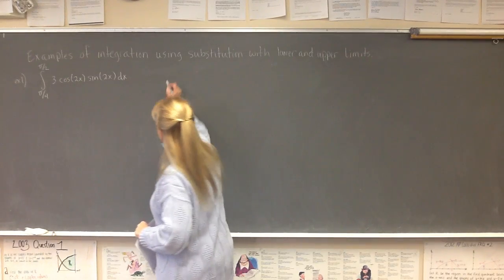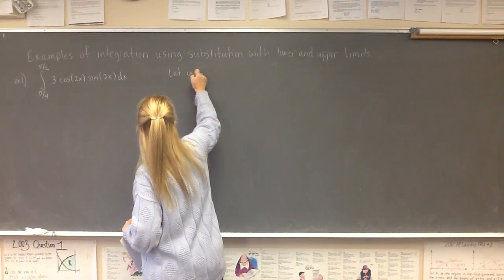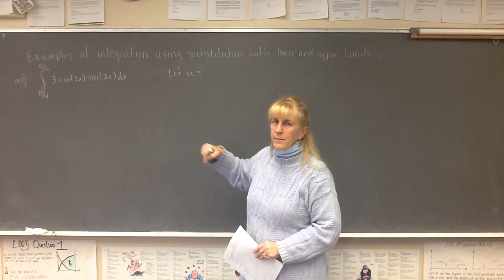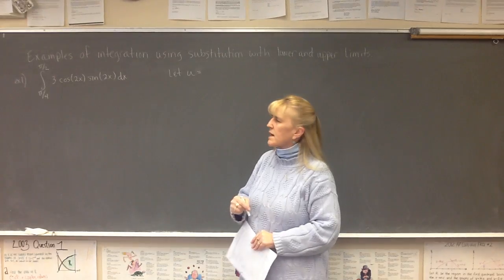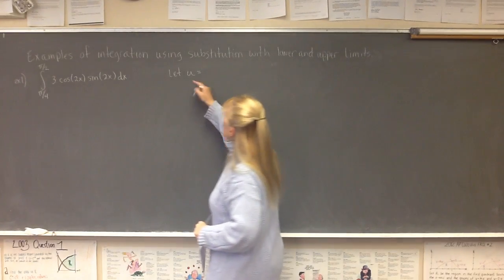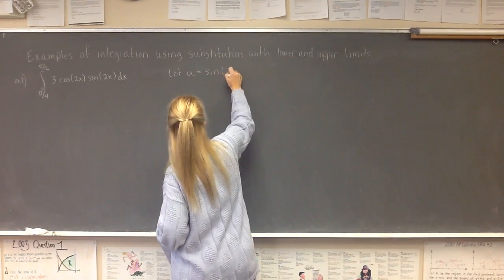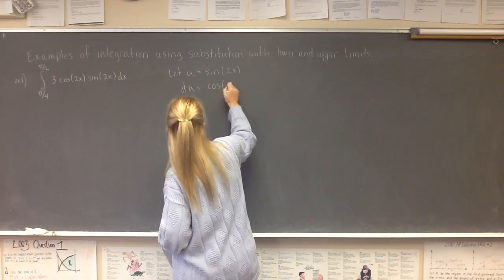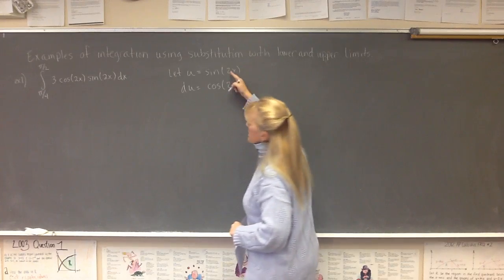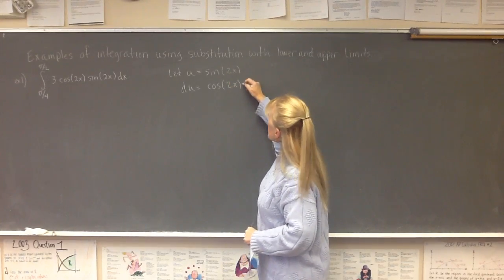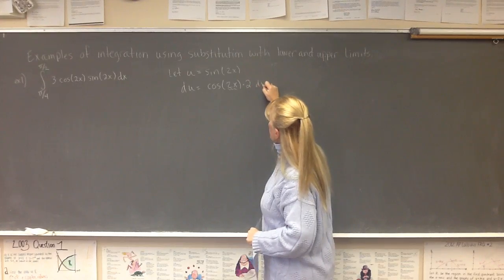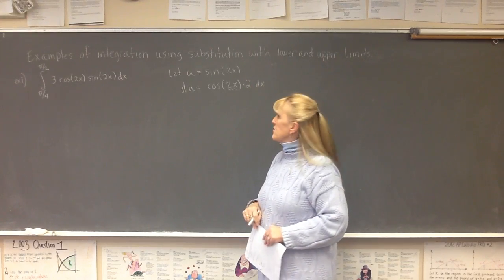So I'm choosing my u in such a way that when I take the derivative of my u, it ends up being positive, and I don't have to play with a negative sign. So again, u is equal to the sine of 2x, because du will therefore be the cosine of 2x. Remember, your angle never changes. And then you chase this with the derivative of your angle, which is a 2, with respect to x.